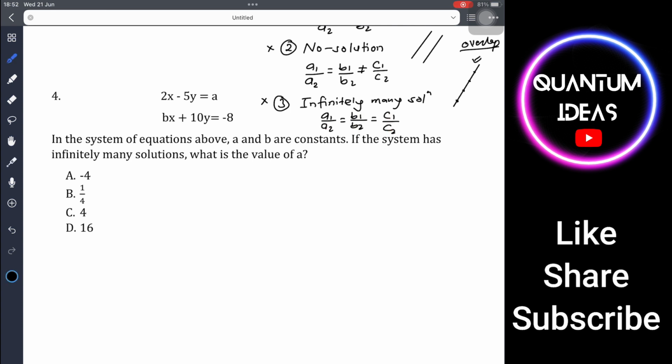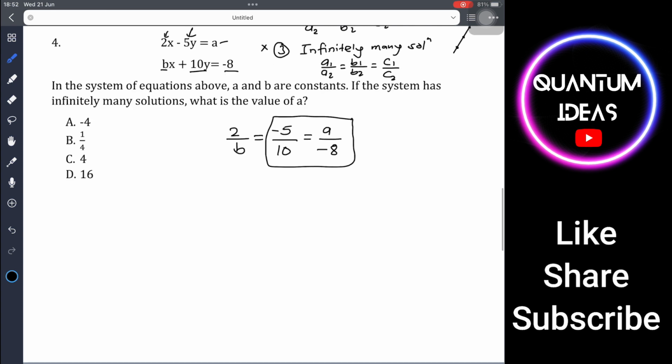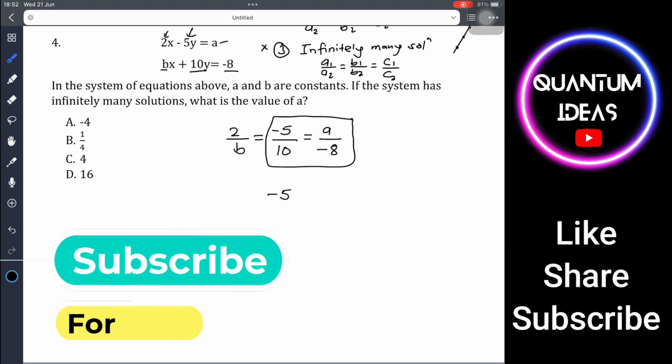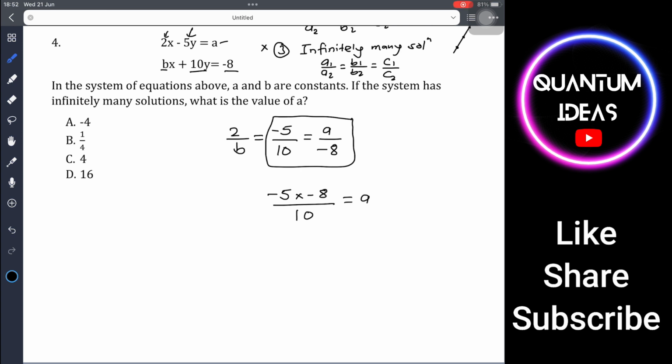So what is a1? a1 is 2 over a2, which is 10, equal to b1, that is minus 5, over b2, which is 10, equal to c1, a, over c2, which is minus 8. So let's use this ratio to find the value of a. Minus 5, minus 8 goes to that side: 5 times 8 is 40, divided by 10, so it is 4. So the value of a is equal to 4 by using the condition that the system has infinitely many solutions.